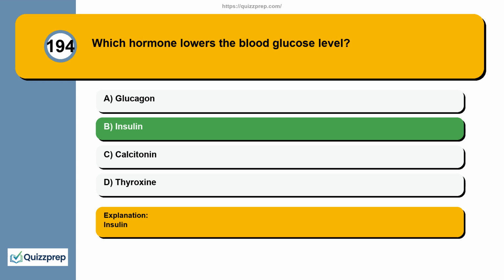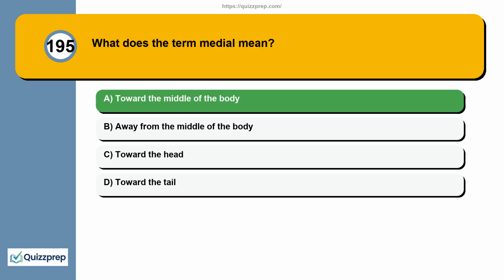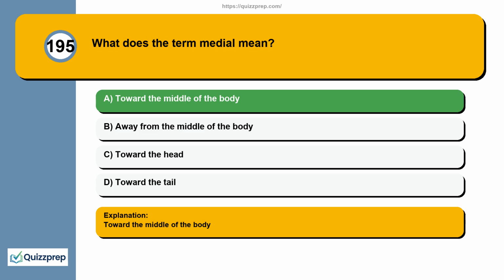Insulin. Question 195. What does the term medial mean? Option A, toward the middle of the body. Option B, away from the middle of the body. Option C, toward the head. Option D, toward the tail. The correct answer is option A, toward the middle of the body.